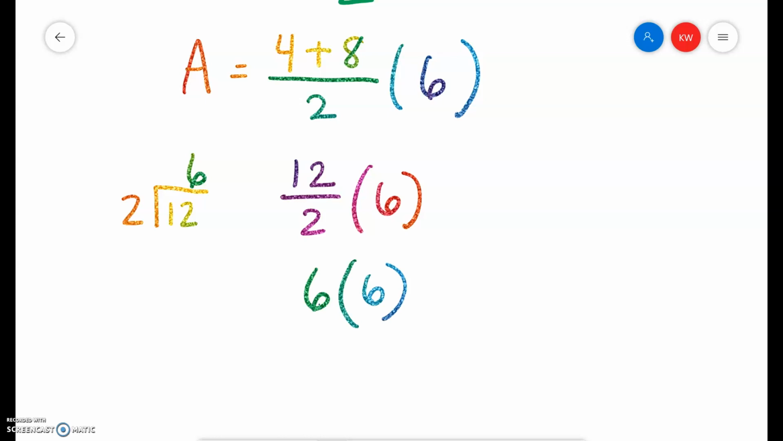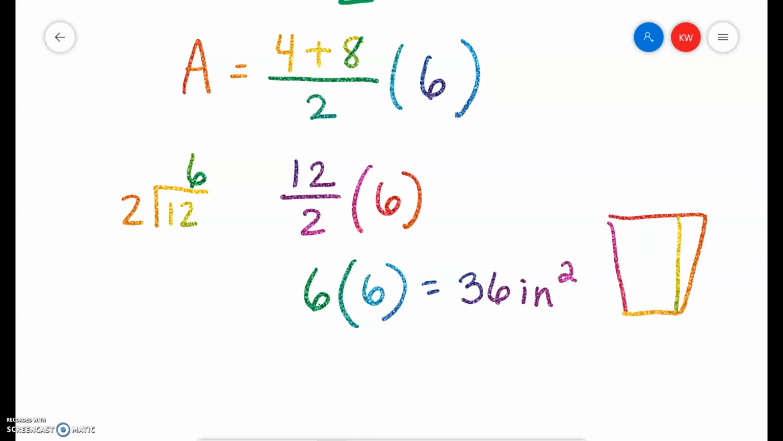When a number sits next to parentheses, that means I'm going to use the multiplication operation. So 6 times 6 is 36, and 36 inches squared is the total area of this trapezoid. 6 inches, 8 inches, 4 inches.